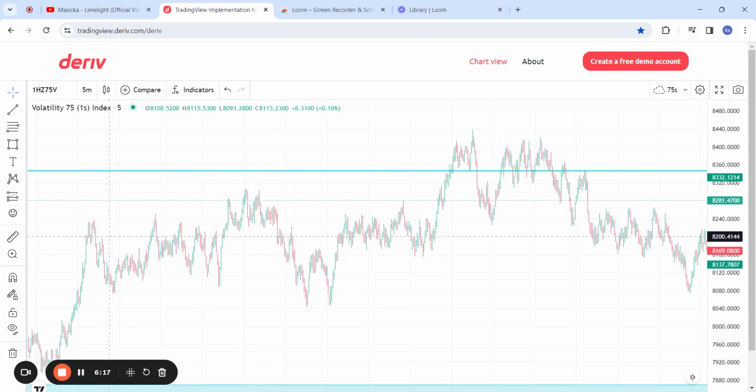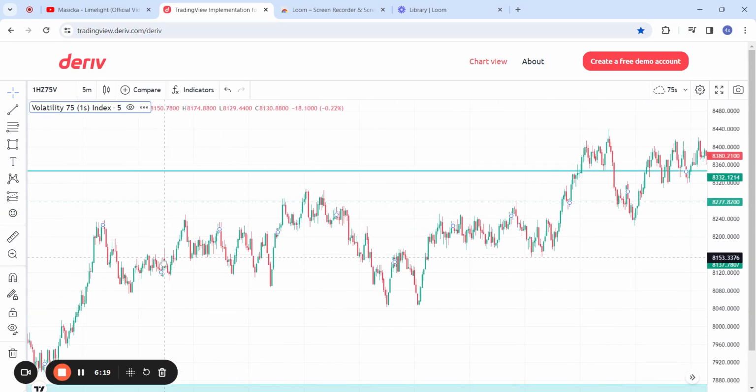Now, how would we have known that this was a pullback? We see it create higher highs and higher lows. We see one here, so double tap, break in structure, breakthrough candle, close below candle, pullback, boom. Yes, I confirm the pullback.